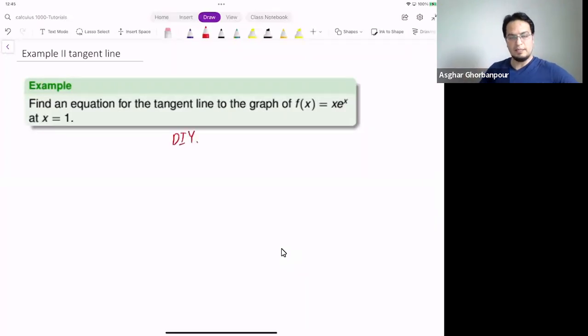So you need to find the derivative, evaluate at x equal to 1. That's the slope. Find the point, the tangent point, which is 1, f at 1, and then use the formula for the tangent line, which I gave in that previous example.